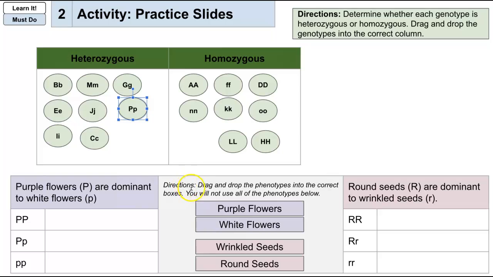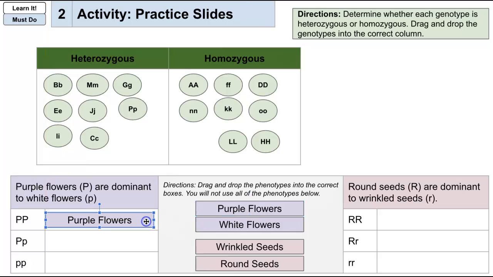For the next part, it says directions. Drag and drop the phenotypes into the correct boxes. Those are these. You will not use all the phenotypes below. So for the left one, it says purple flowers are big P, and they're dominant to white flowers, which is little p. So when I see a dominant allele, we know that the dominant one will show over the recessive color. So two big P's is the easy one.